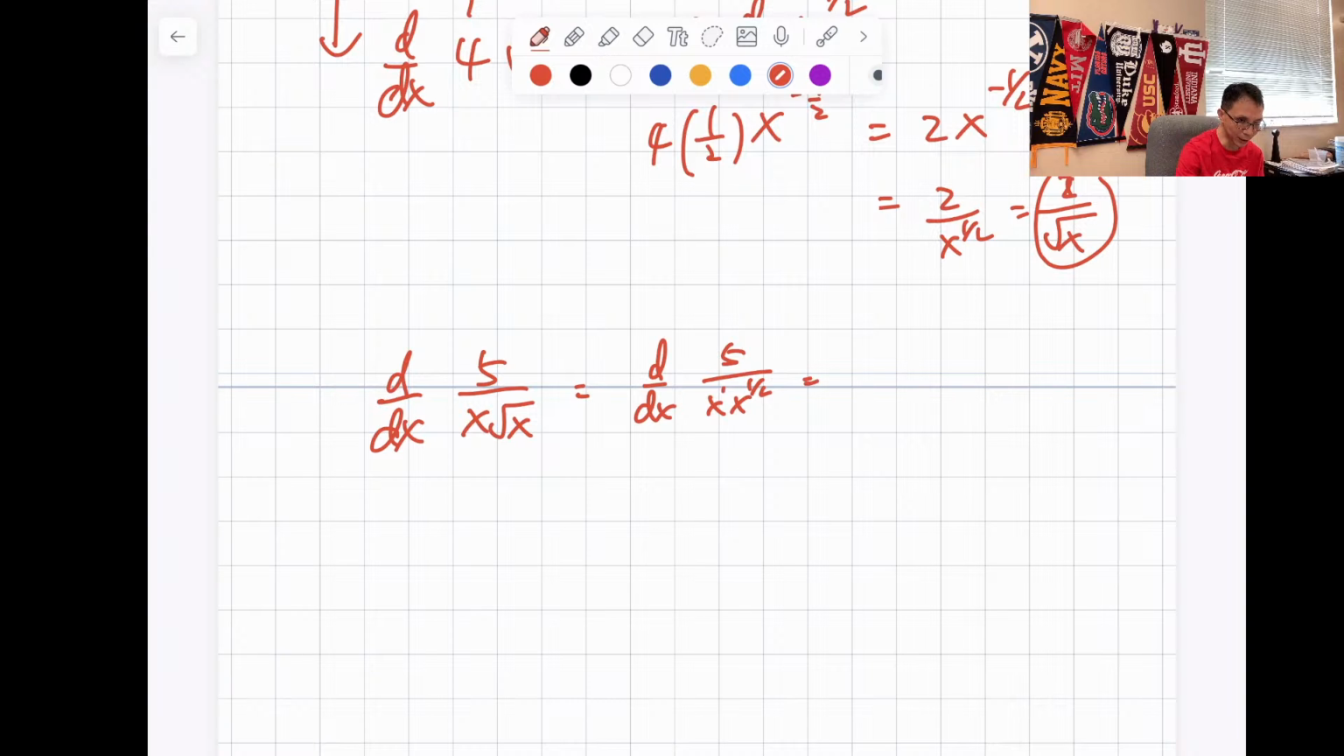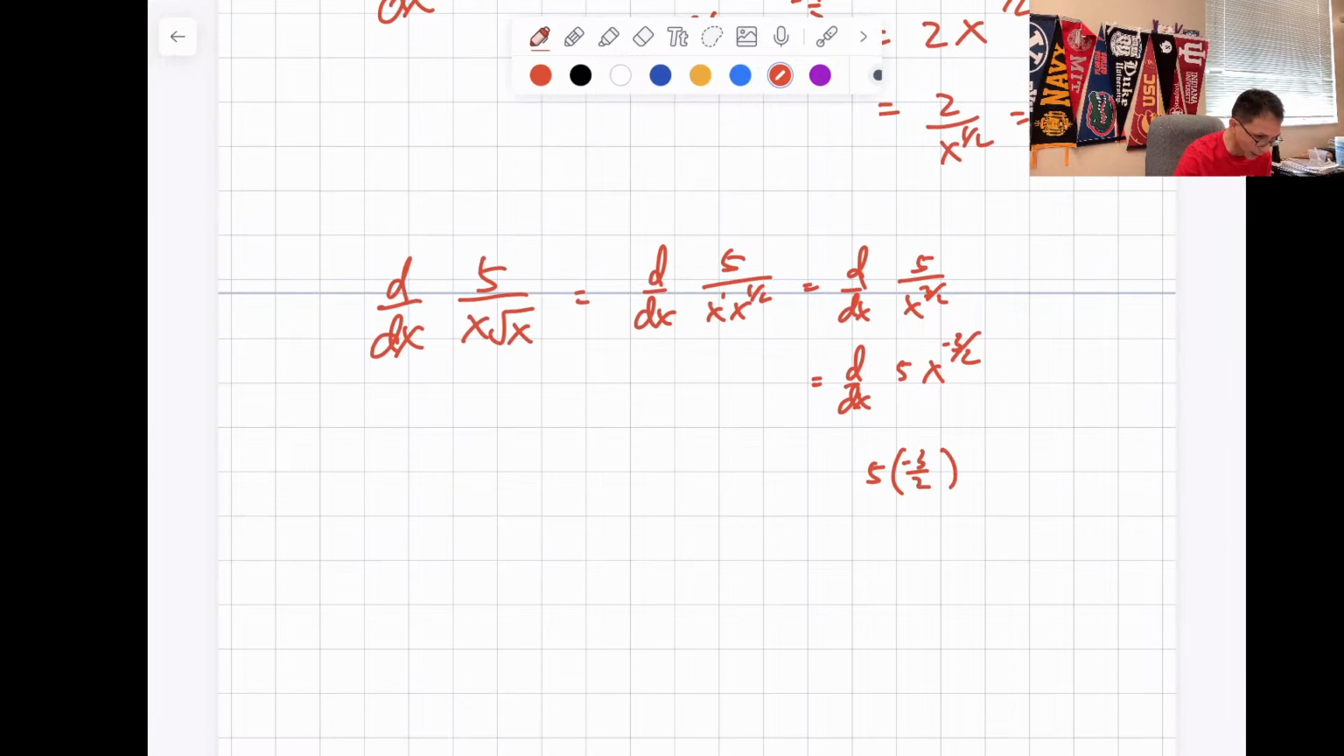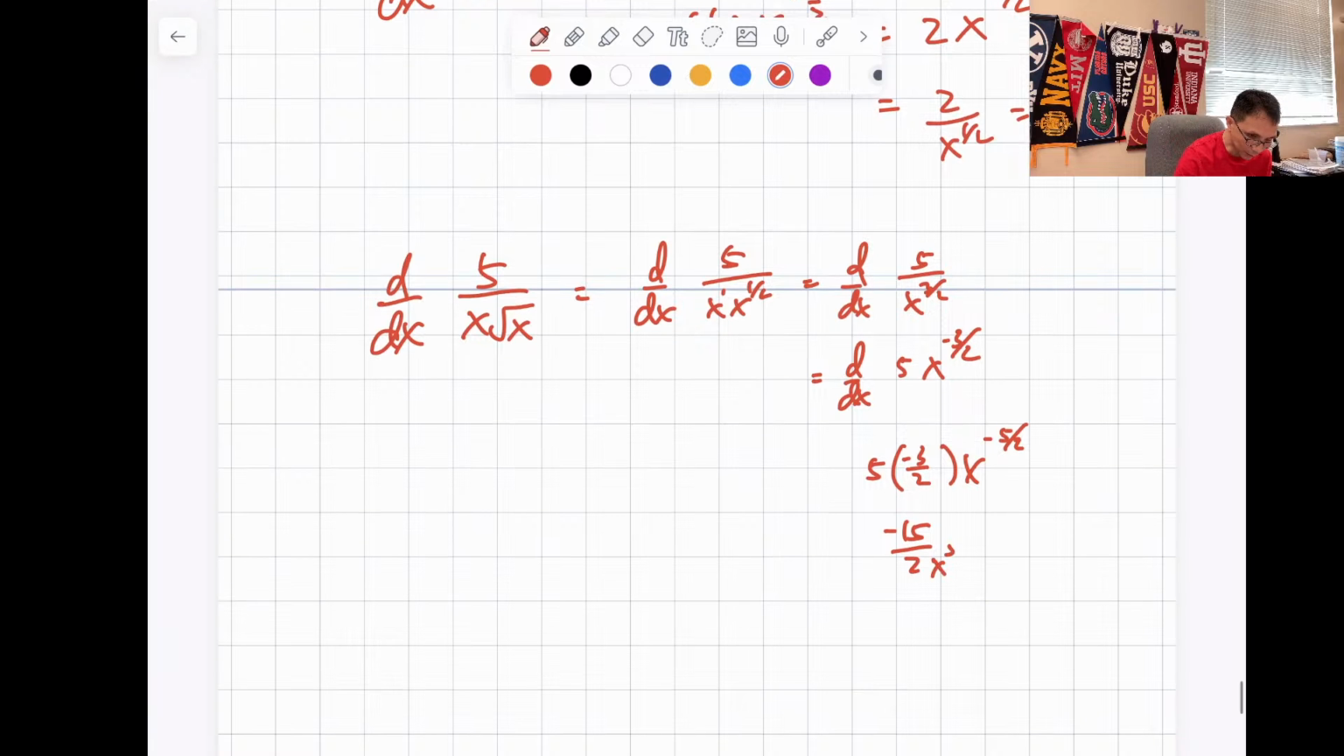This one is going to be d/dx of 5 over x to the 3/2, right? I haven't taken a derivative yet, if you realize, and it's like this. Am I doing okay? Now I'm going to take a derivative. 5 times -3/2, the constant leave in the front, x to the -5/2. Is that okay? So it'll be -15/2, x to the 5/2 on bottom.